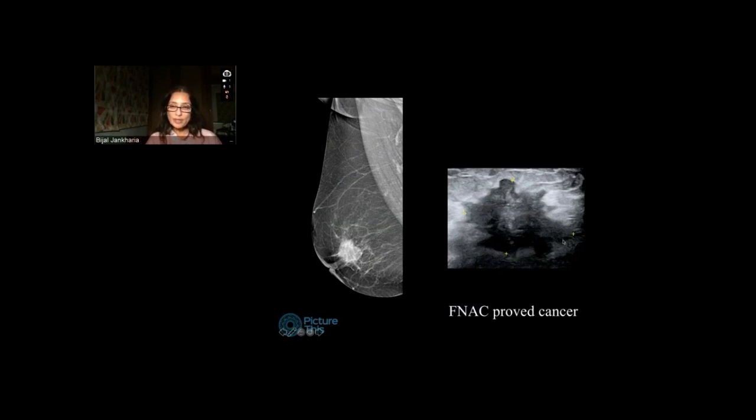Looks very malignant, of course, but they are not asking you whether it's malignant or not. We need to know whether there's something else in the same breast or the opposite breast. If there is nothing else, then it would be BI-RADS category 6, which is known cancer.